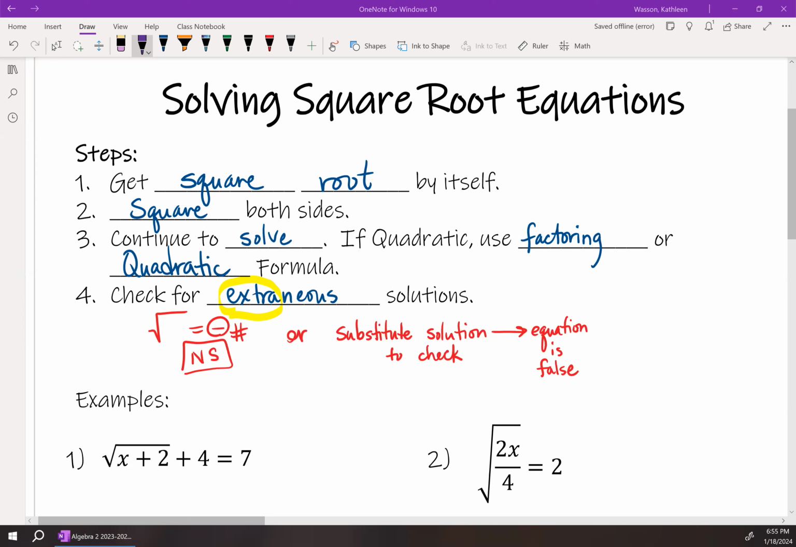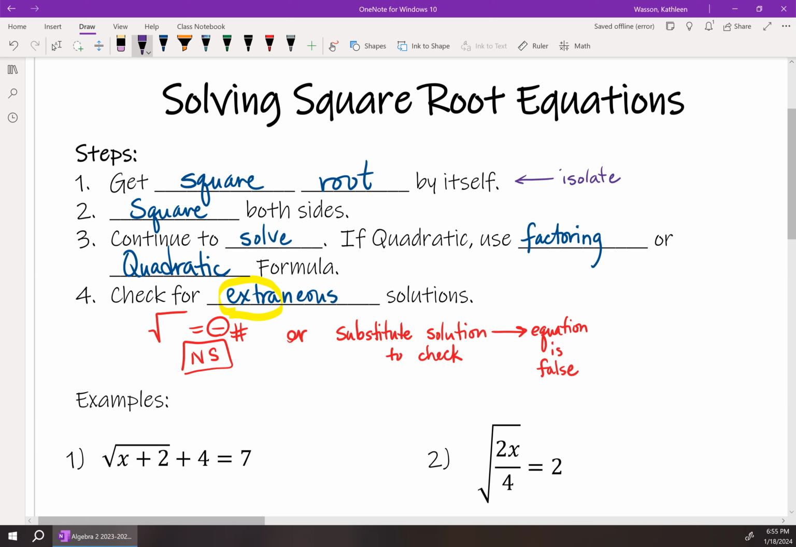We practiced solving square root equations. These are the steps to solve. You might need to pause for a moment and get these. First, you get the square root by itself. I usually say you isolate the square root.